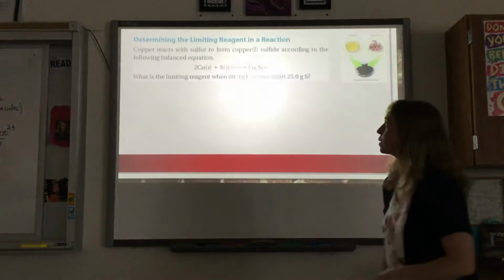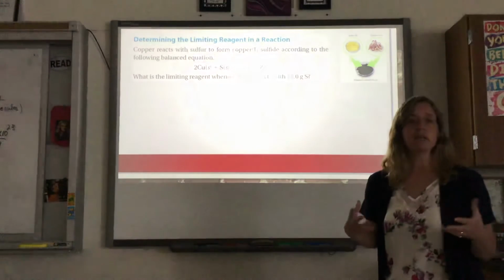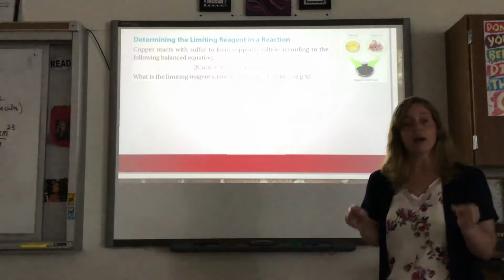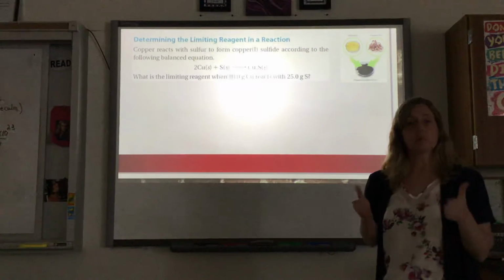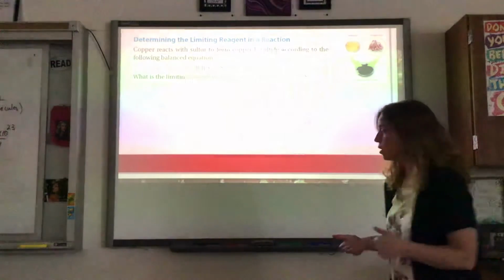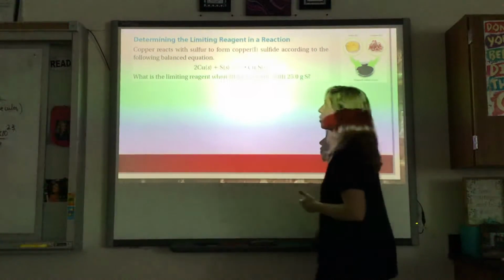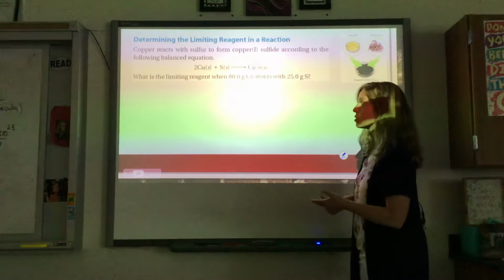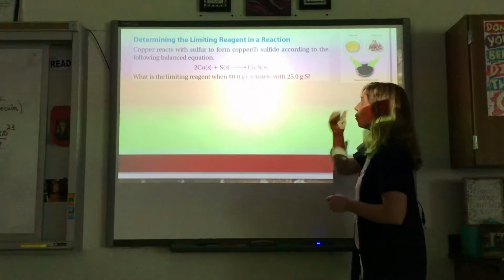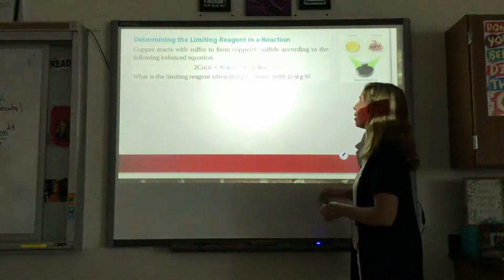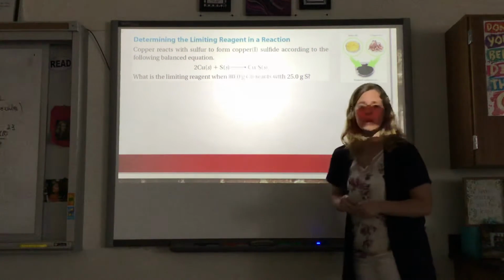The reagent that is not used up is called the excess, kind of like the graham crackers and the marshmallows. Now, let's figure out in a chemical equation, if I know what I start a reaction with, I should be able to determine which one of those is my limiting and which one is my excess reagent. So this is how we're going to start this. Copper reacts with sulfur to form copper(I) sulfide according to the following balanced equation. What is the limiting reagent when 80 grams of copper reacts with 25 grams of sulfur?